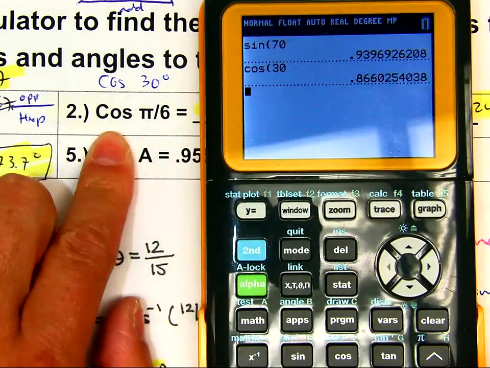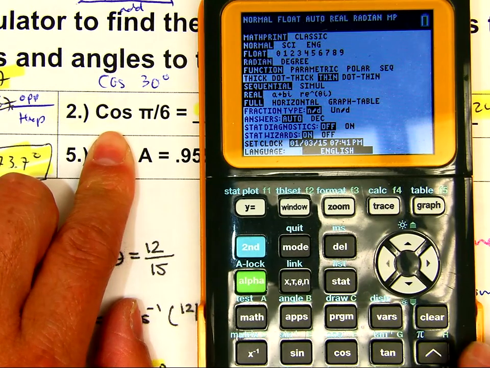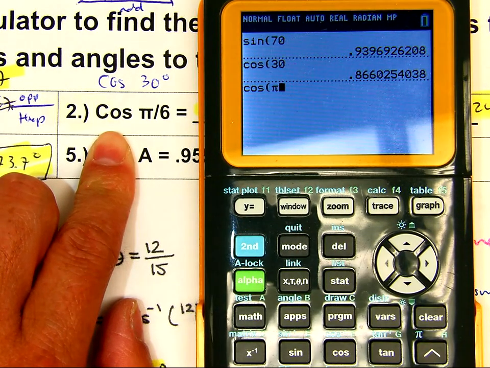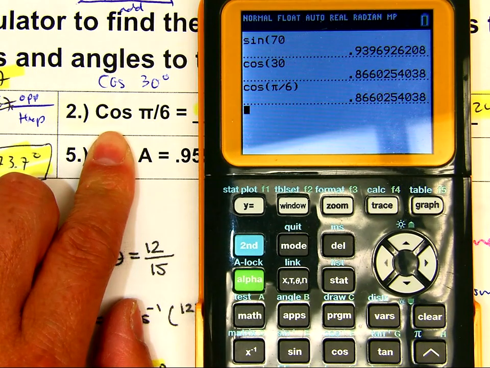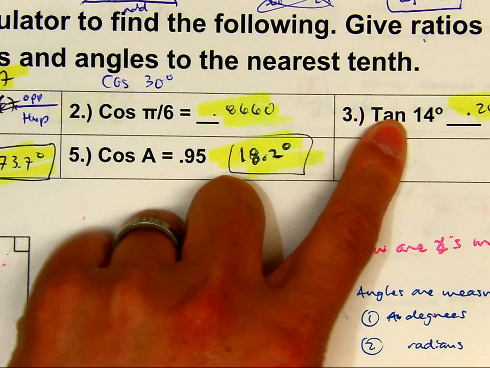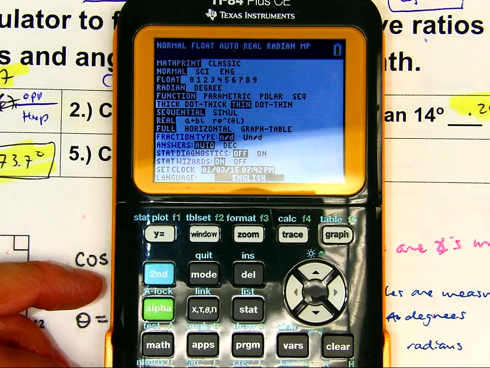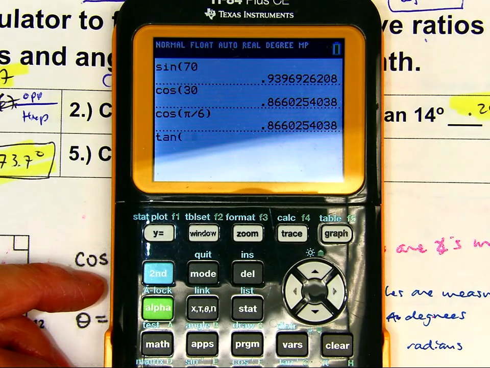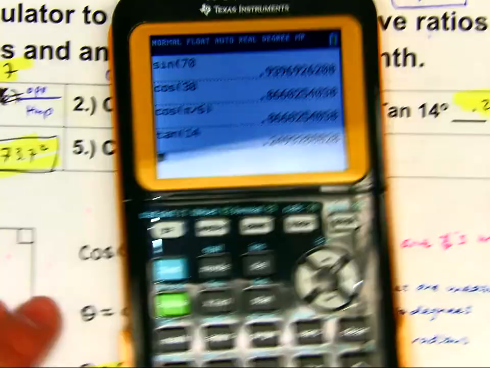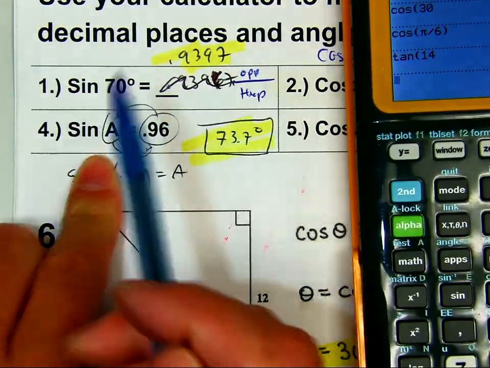Another option is you could have changed the mode to radians. And if you did cosine of pi divided by 6, you get the same answer. Tangent of 14, this is in degrees, so I'm going to have to go to degree mode. Tangent of 14 gives me 0.2493.